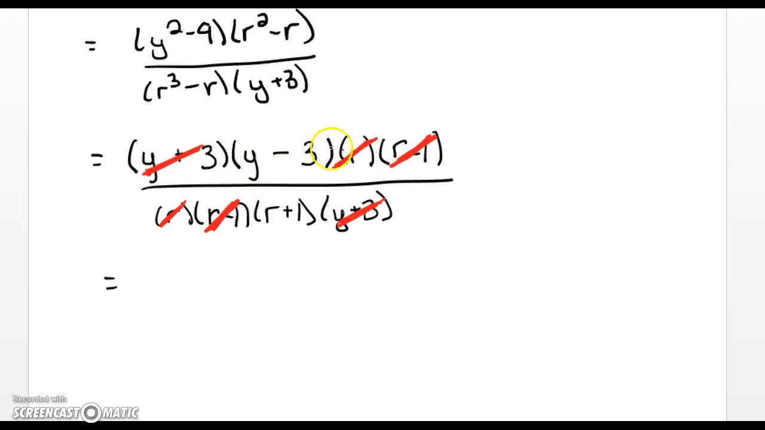So all that we're left with is y minus 3 up top, and r plus 1 on the bottom. So you cannot simplify that fraction anymore. So up to this point, we are all done. We've stated our non-permissible values and simplified the rational expressions. So that is everything for this video.